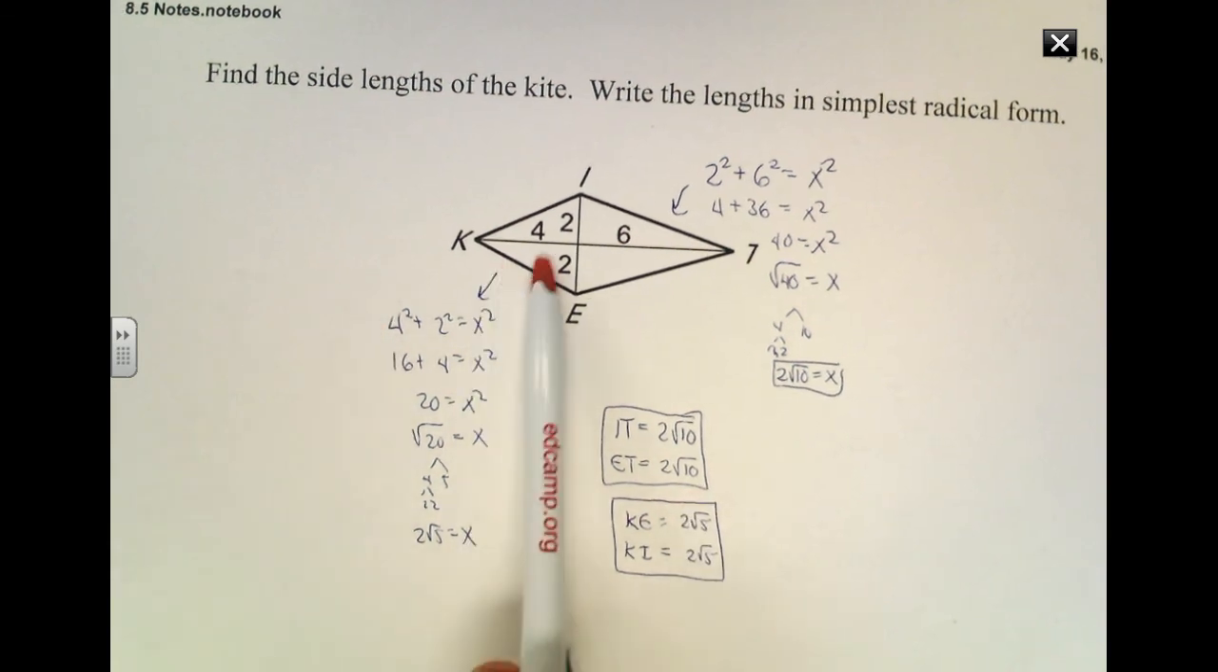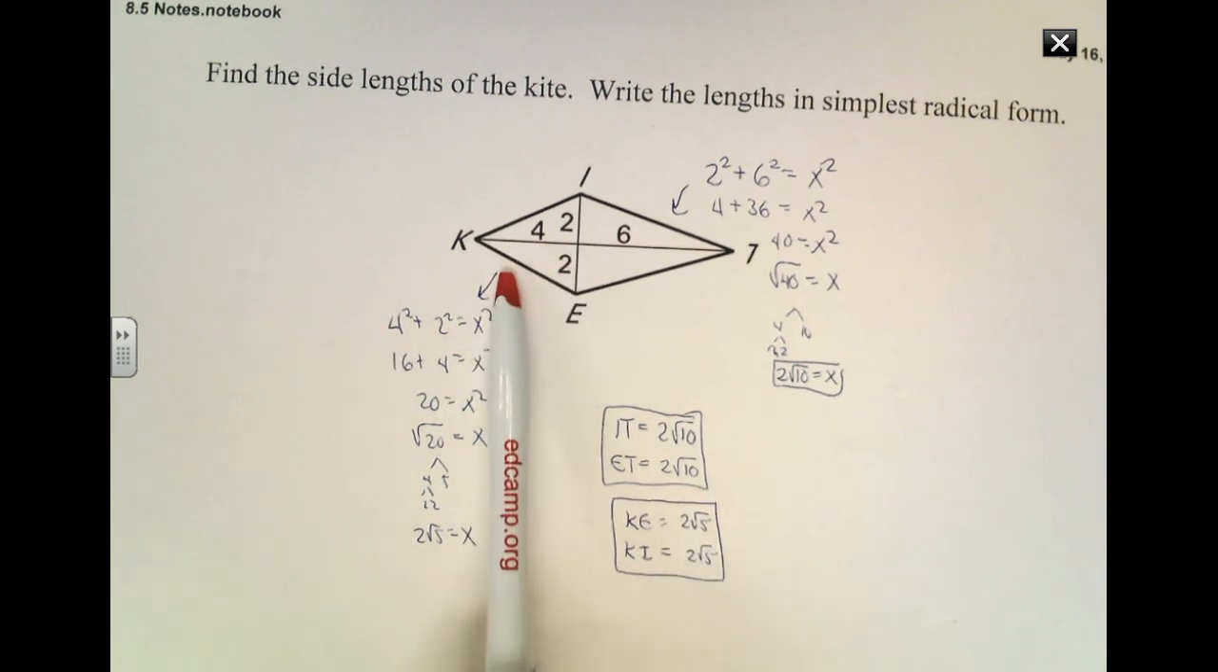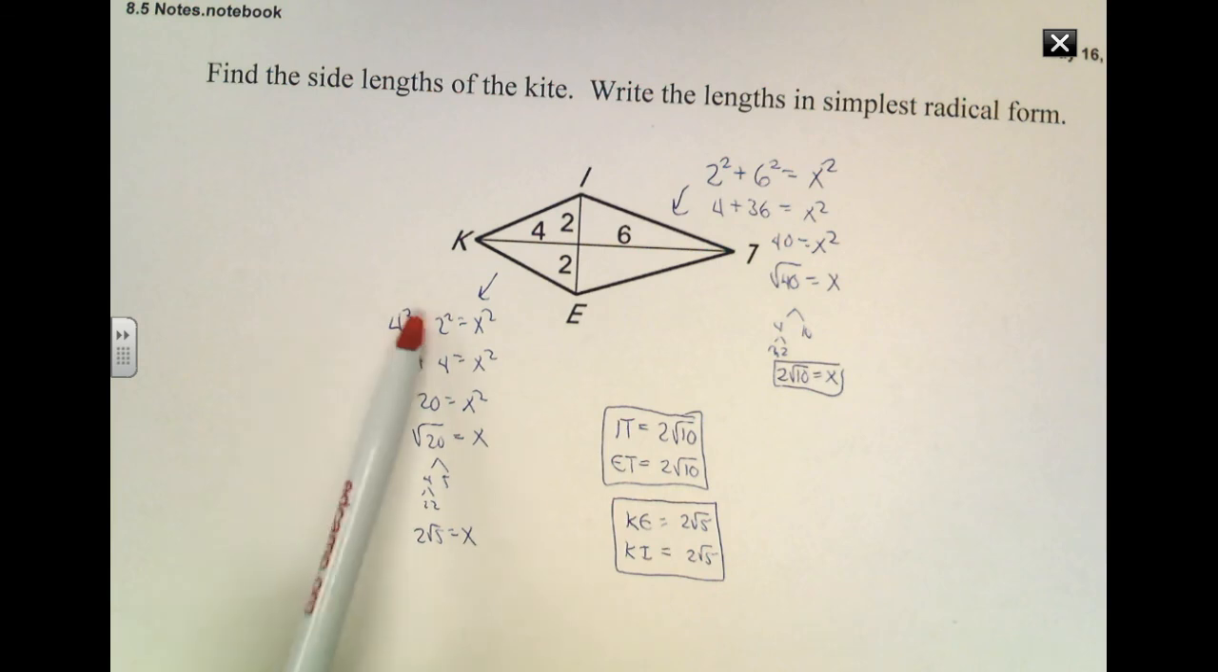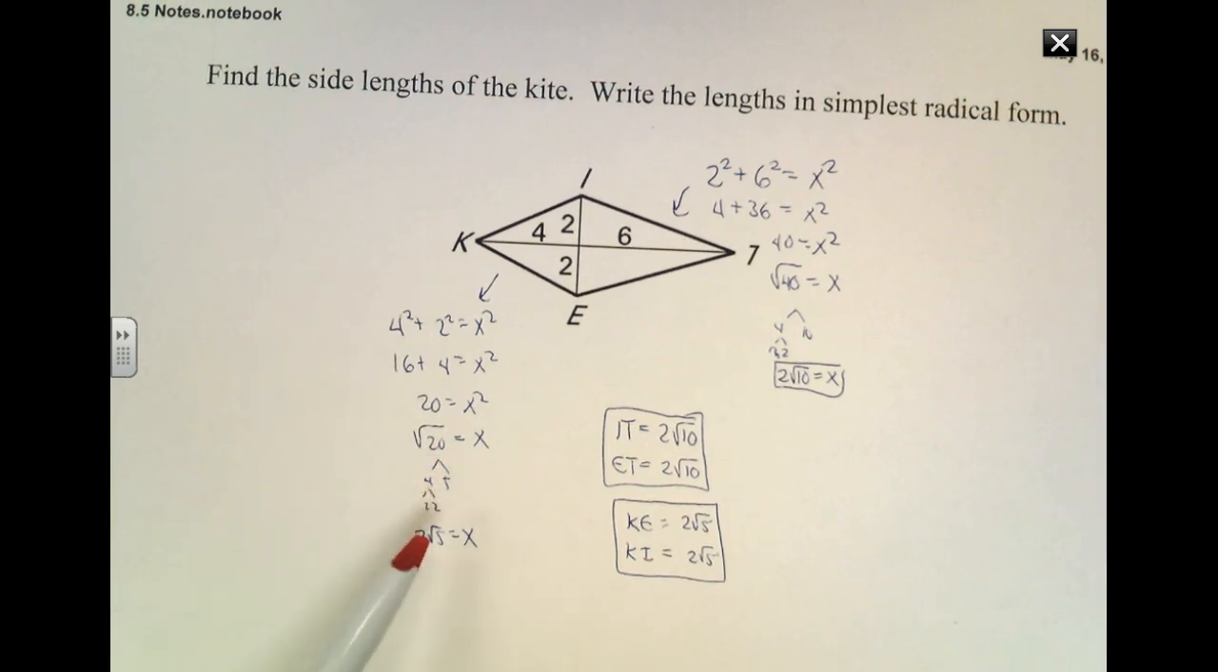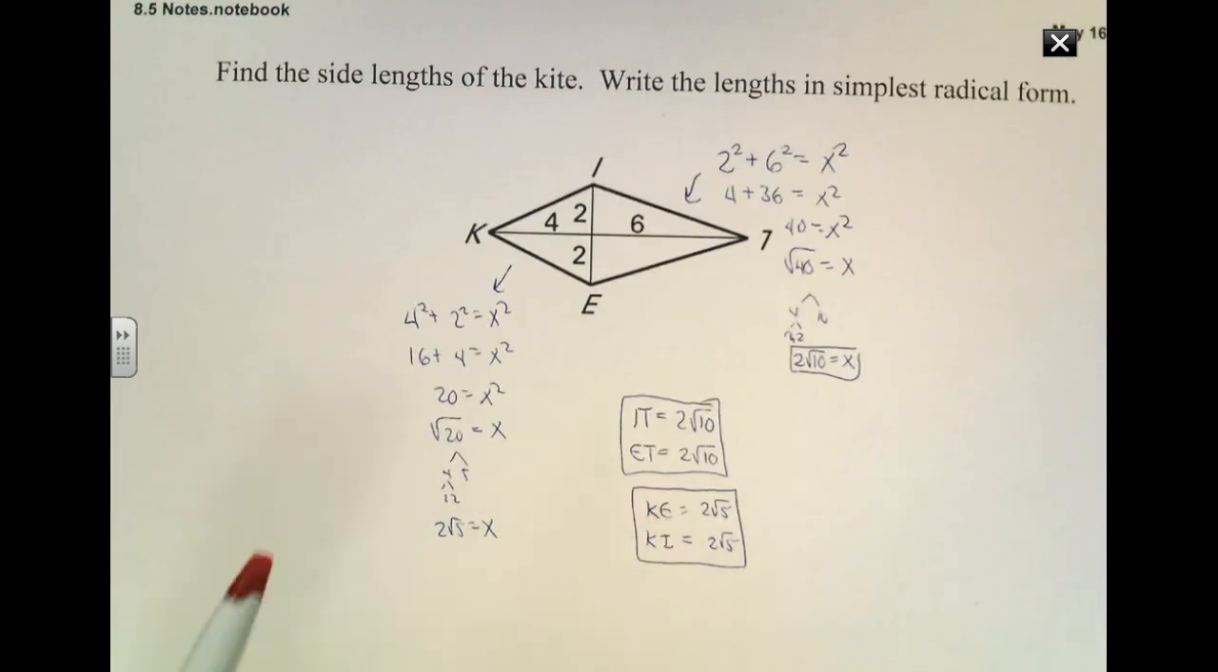Over here on the left side, I did 4 squared plus 2 squared equals x squared. Once again, another Pythagorean theorem. I get the square root of 20, breaking it down as we normally do, and we end up with 2 square root of 5 as my final solution for that.